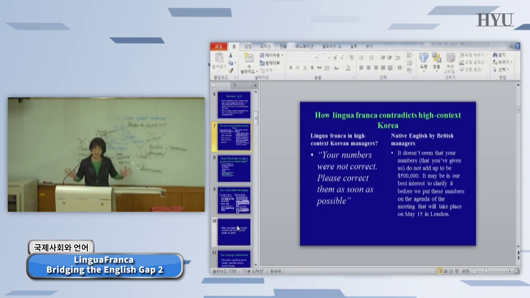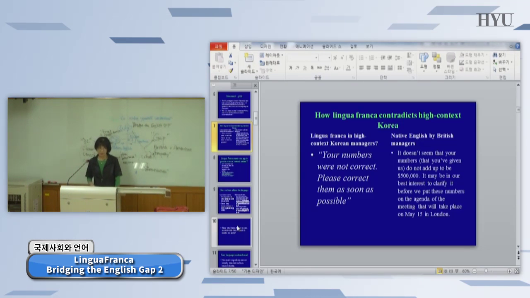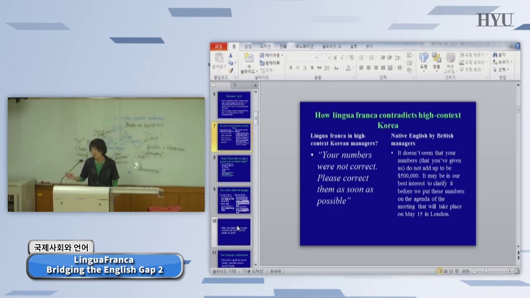So this might be one example. If you are a Korean manager and you found some error, some mistake in the financial record, the Korean manager would say: your numbers were not correct. Please correct them as soon as possible. You might think, wow, this way of speaking English is very direct, and there is no room for confusion or misunderstanding. It's clear, accurate and concise.